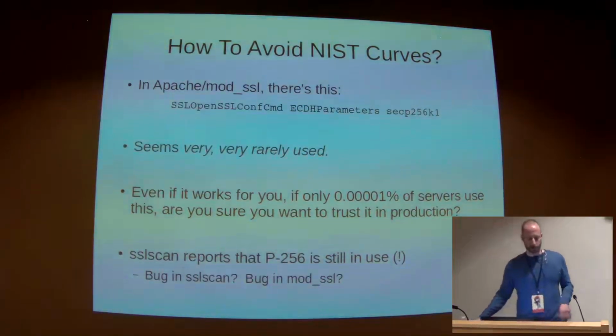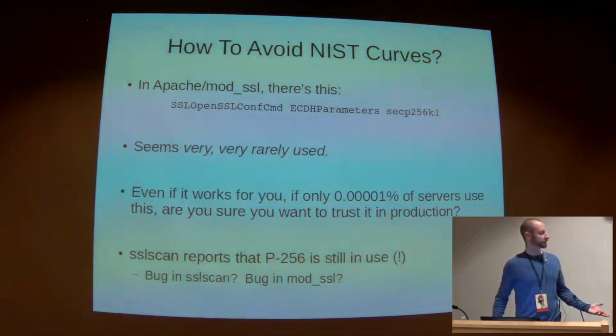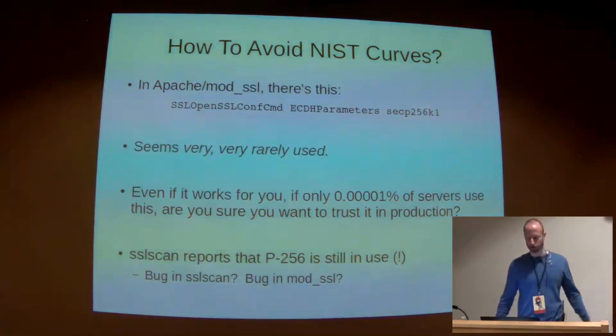And strangely, when I then scan with SSL scan, after I specified that curve, it still tells me P256 is in use. So either this is a bug in SSL scan or it's a bug in Mod SSL, I don't know. So I don't know what's going on.